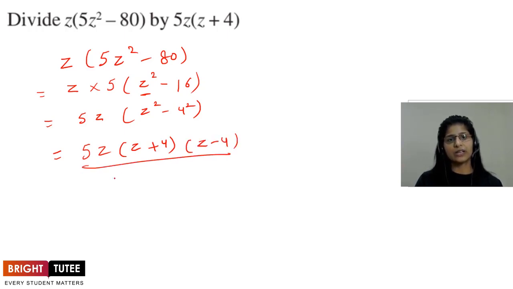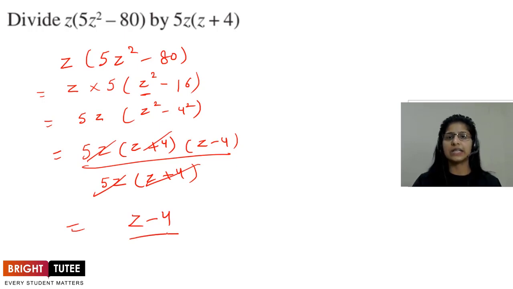Now this is to be divided by 5z into z plus 4. z plus 4 getting cancelled, 5z getting cancelled. We're just left with z minus 4. This is the final answer. So always go for simplification of the expression that is given to you. That makes your task really easy.